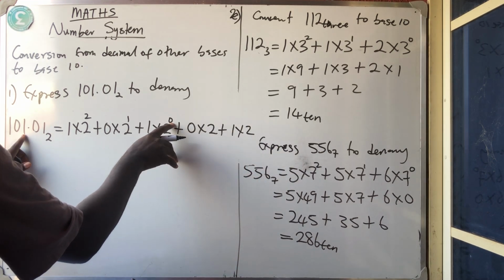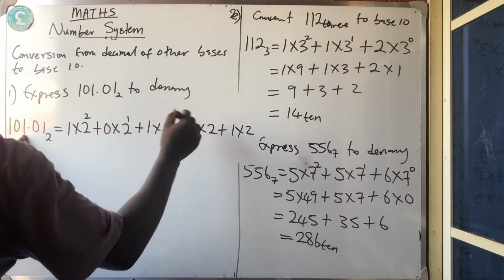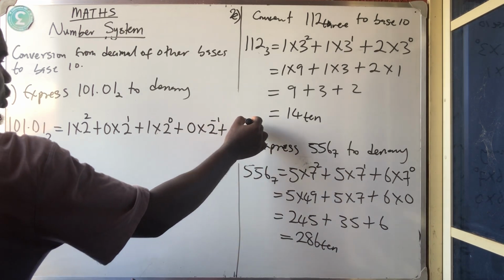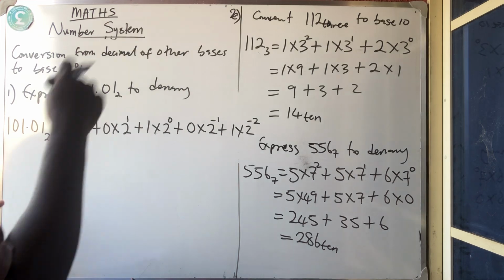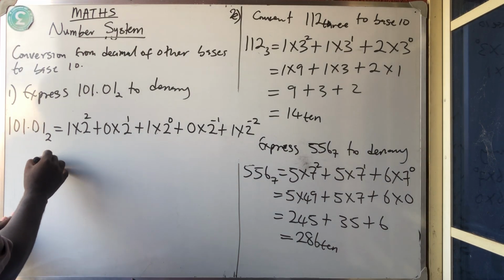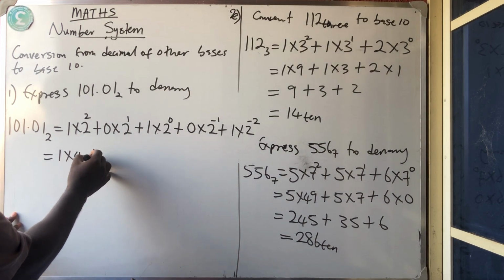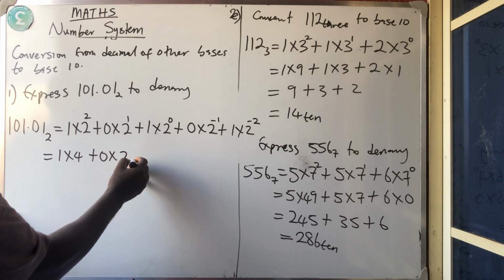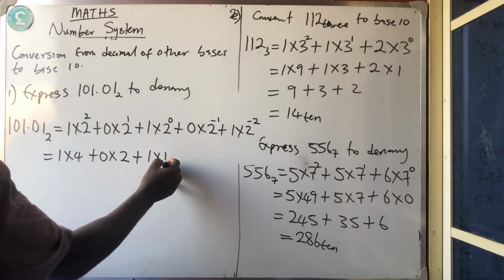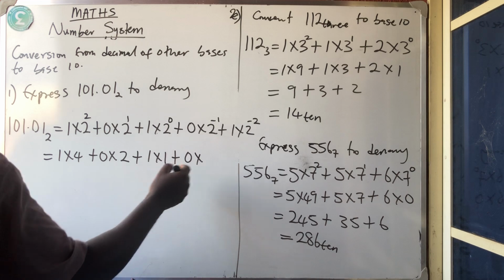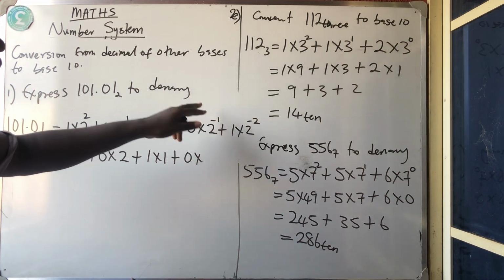So since this one ends here, you will now go negative. After 0 you have what? Minus 1. After minus 1 you have what? Minus 2. That's how you continue. Okay, so my answer now becomes 1 times 4 plus 0 times 2, plus 1 times 1 plus 0 times, please, because of this minus, you have 1 over.